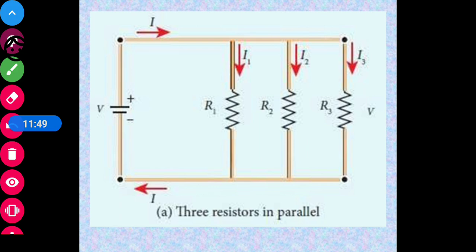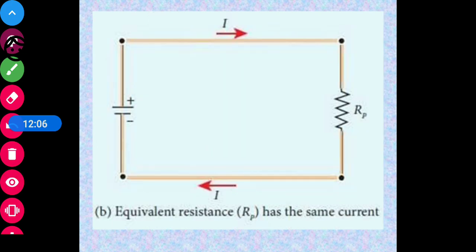So this is the arrangement in which three resistors R1, R2, R3 are connected in parallel to each other. This current I comes and divides into all three, I1, I2, I3. All three resistors are connected across the same voltage. So this is the equivalent resistance Rp and the equivalent circuit diagram.